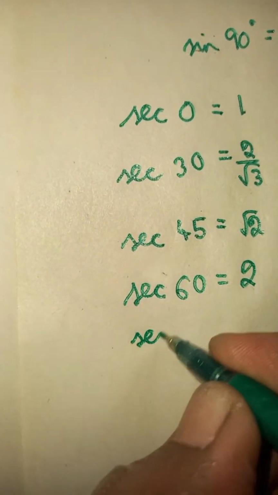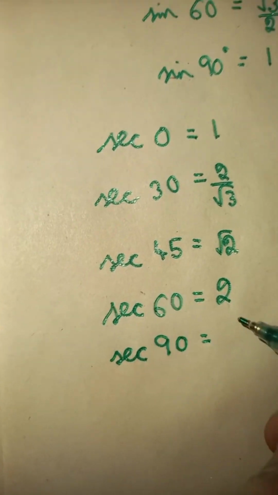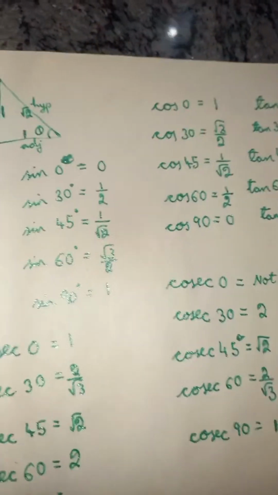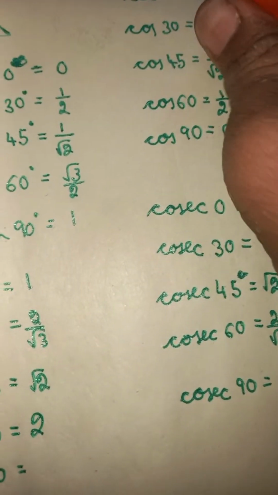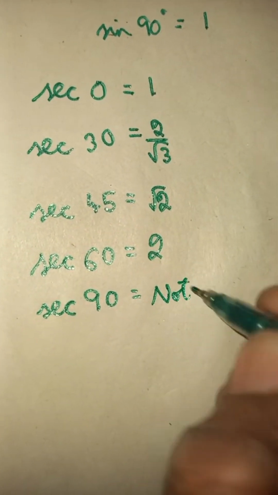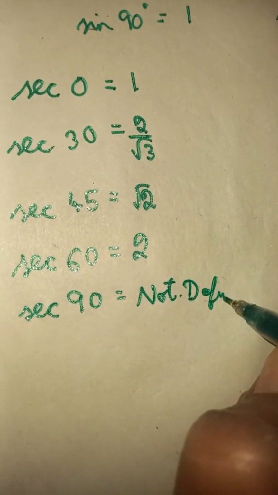Secant of 90 degree will be equal to this, it flips upside down, so 0 comes below, and it becomes not defined. When any number is divided by 0, it is not defined.